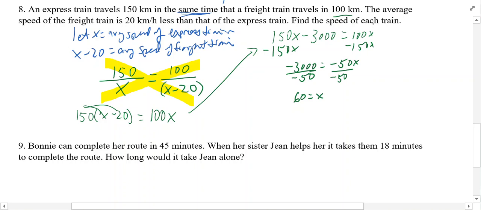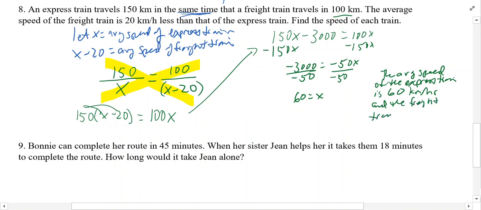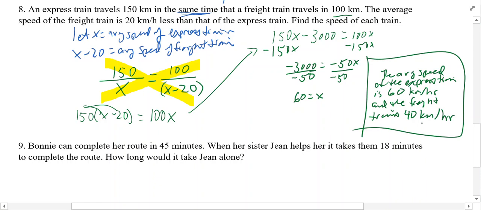So since it says find the speed of each train, and x stood for the express train, so then you could say the average speed of the express train is 60, and we're talking about kilometers per hour. And the freight train average speed is, well, 60 minus 20 is 40 kilometers per hour. Okay, so the express train was 60 kilometers per hour, and the freight train is 40 kilometers per hour. All right, let's go ahead and take a look at the last problem.